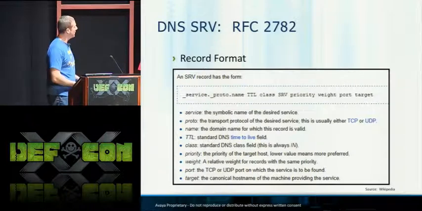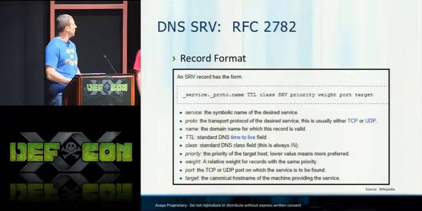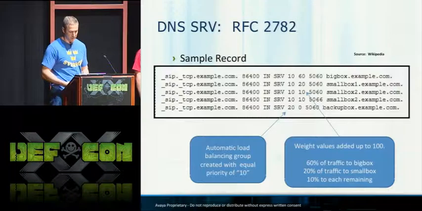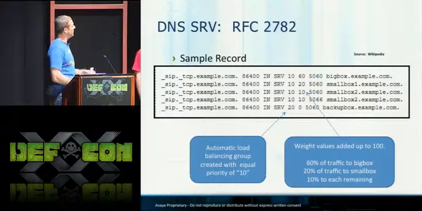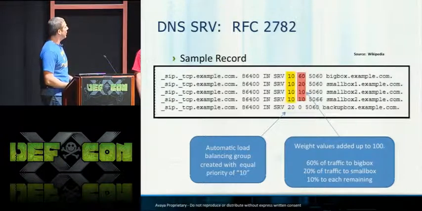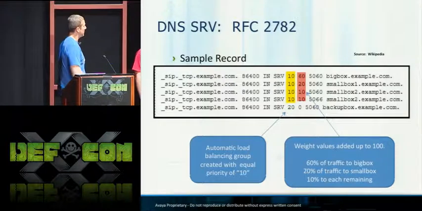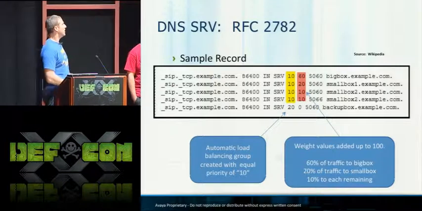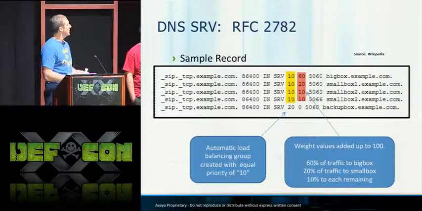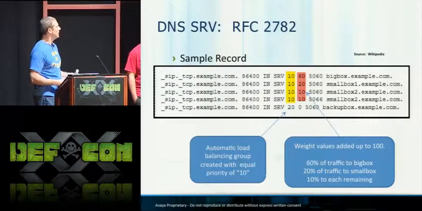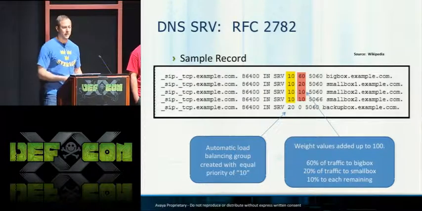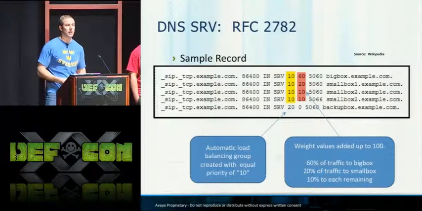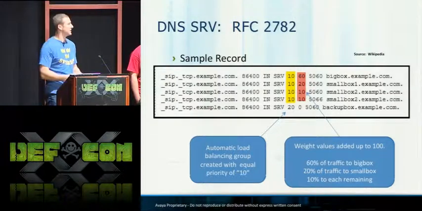This is a sample record here. We have service, protocol, and name, which is the DNS domain. The record returns the priority, weight, port, and target. Here's a sample zone file record. When we have all 10 for the priority, we match it up with the load balancing group. So you add up the numbers 60, 20, 10, and 10, and 60% of the traffic will go to big box, 20% to small box. So we have automatic matching, just like MX records for mail transfer agents. It works the exact same way.